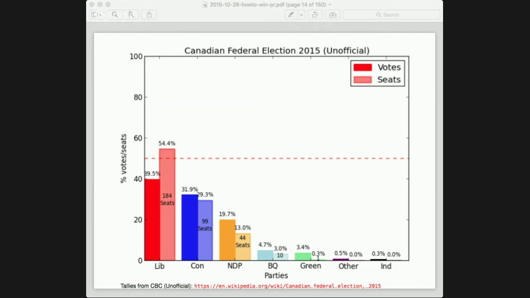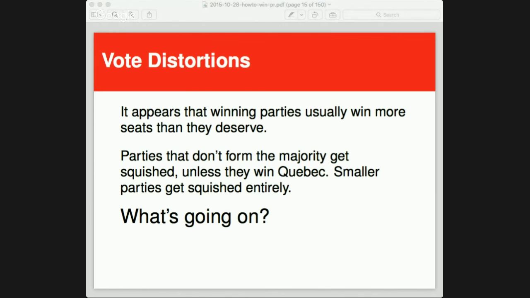Now, let's look at vote distortions, which is the first big problem of first past the post. And I was showing you a little bit of that already in the graphs. So winning parties usually get a big boost, right? And we saw that in 2008, 2011, they get their majorities. Hooray! Parties that don't form the majority, they get squished typically, right? So the classic case of this is the Greens, but then the NDP in this election and the Liberals in last election, they got way fewer seats than their share of the vote would indicate.